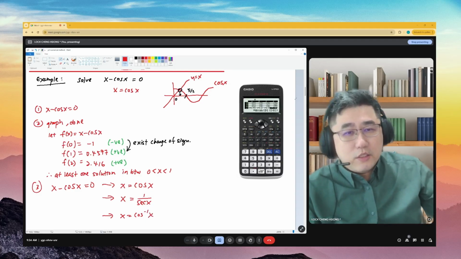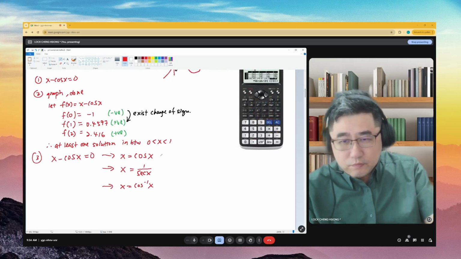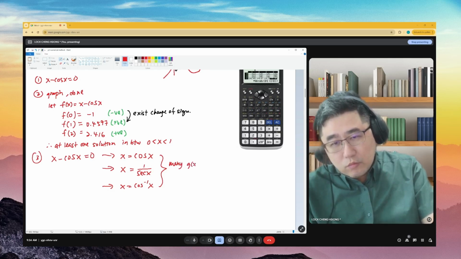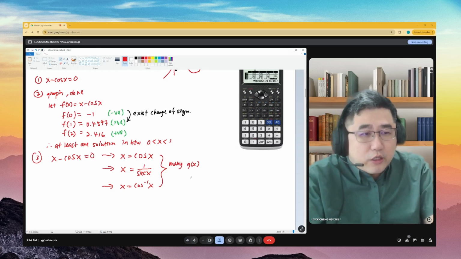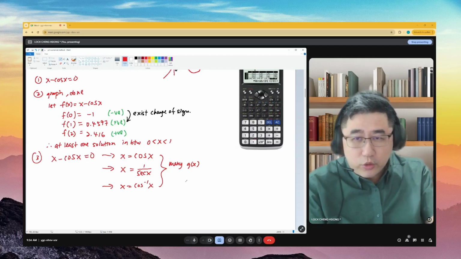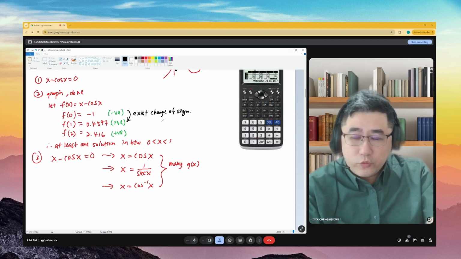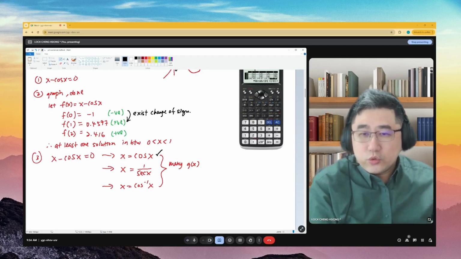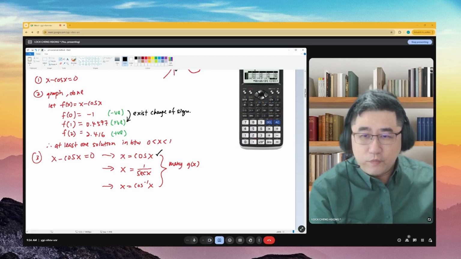As you can see, we can get many different g(x). Many different g(x), but which one works? Actually I don't know at the moment. So just for the sake of demonstrating the iteration procedure, let's say I'm going to use this x equals cos x to continue with the calculation.